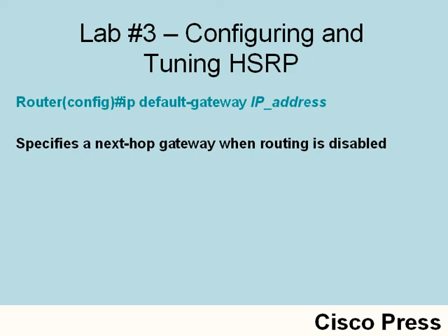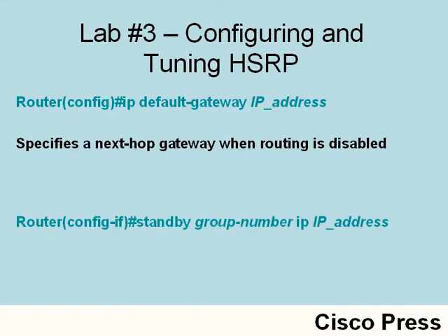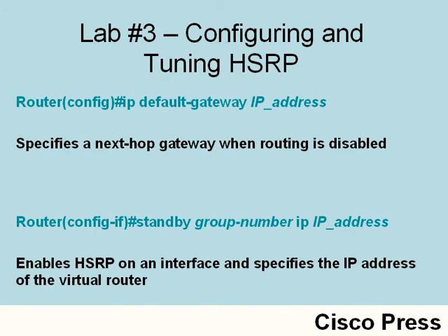And in our instance, that IP address is going to be 10.1.1.100. And again, this can specify a next hop gateway when routing is disabled. And then we'll go over to router R1 and issue the standby command. We can say standby followed by a group number, followed by the keyword IP, followed by the IP address. And this IP address, that's the virtual IP address we were speaking of.